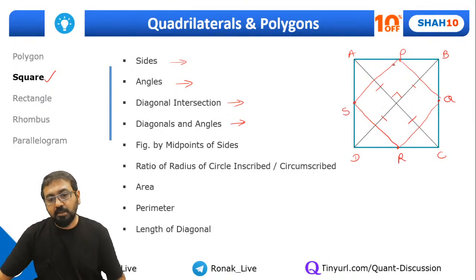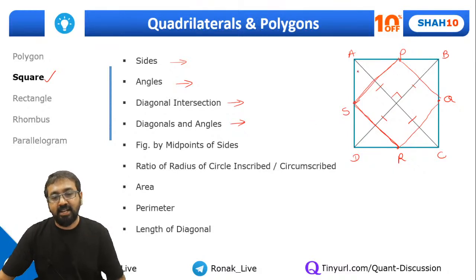Now look at triangle ABD. In triangle ABD, P and S are the midpoints of two sides. As we know from the midpoint theorem, the line connecting the midpoints of two sides is half of the third side and parallel to the third side. In the same way you can prove this for the other sides. Since the diagonals are equal, their halves will also be equal. So we have proved that all four sides are equal.